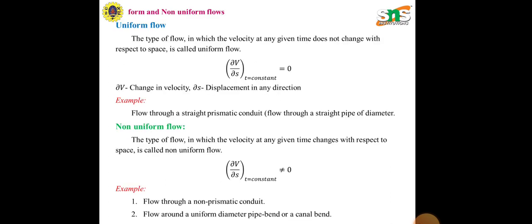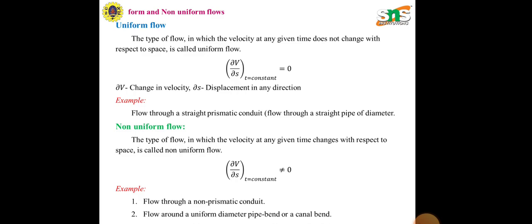Next is uniform and non-uniform flow. This type of flow in which the velocity at a given time does not change with respect to space is called uniform flow. For example, ∂v/∂s at constant time t is equal to 0. The flow through a straight prismatic conduit or flow through a straight pipe of given diameter is uniform throughout the section.